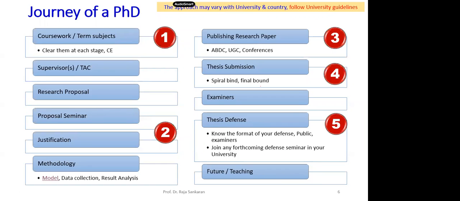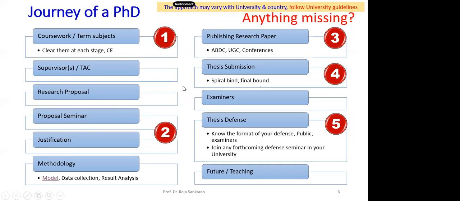As a research scholar, we need to understand the format of the defense. For example, whether it is within the university or open for the public to join, and how many examiners would come in, both internal and external. You can get some idea about each of this by joining any of the forthcoming seminars which are held within your university. And then comes the future scope of teaching. So this gives the overall journey with respect to the PhD.